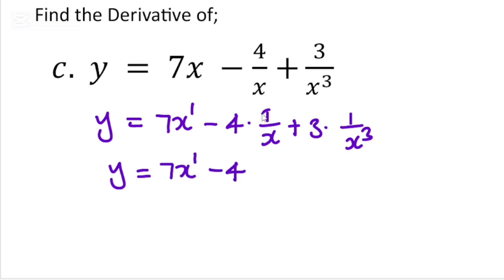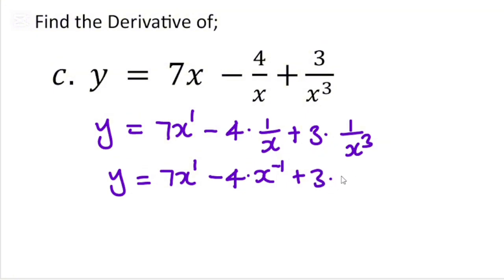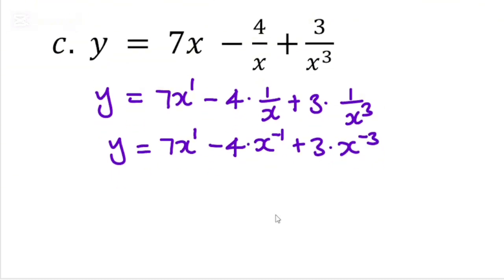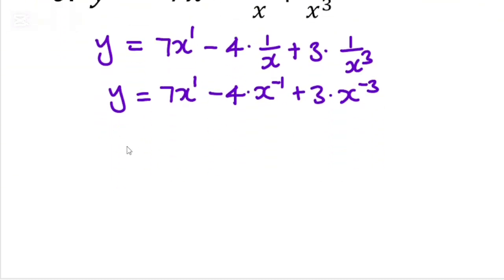Then this can be written as x to the power negative 1 plus 3 times, and then also this can be written as x to the power negative 3 from the laws of indices. So we can now go ahead and differentiate, or find the derivative.